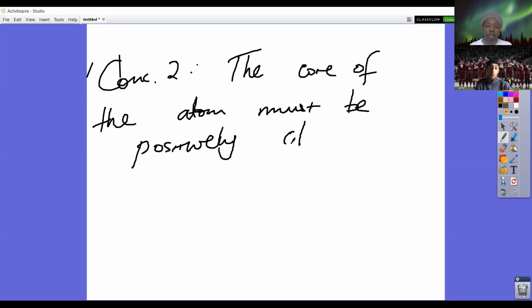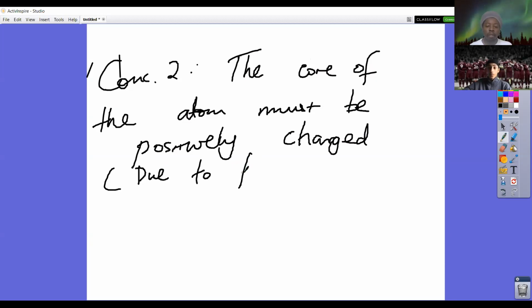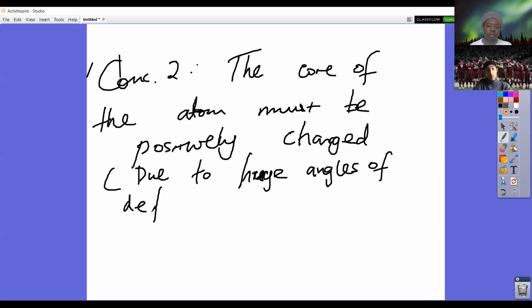Must be positively charged. Yeah, for it to repel. And absolutely, and this is explained by huge angles of deflection by a few alpha particles.